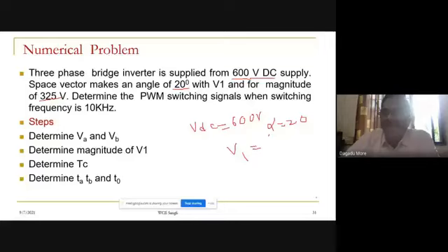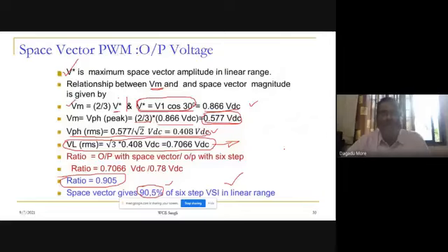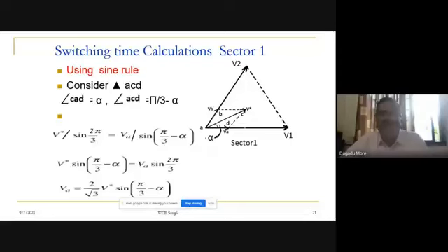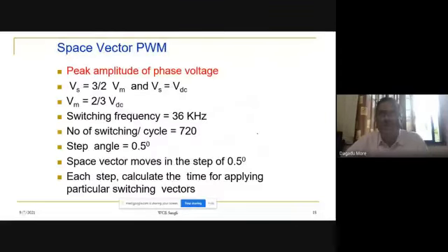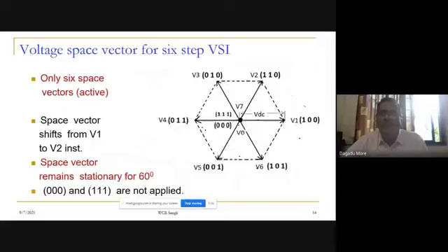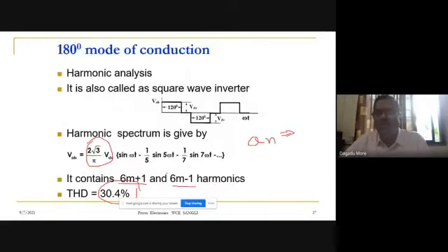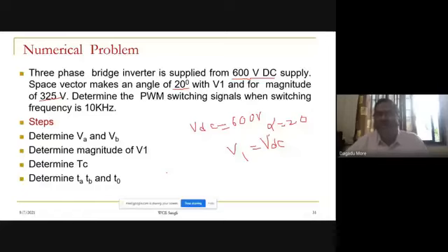V1 will be equal to VDC. Okay, you can go back. Whatever V1, V2, all these magnitudes will be equal to VDC, as we have shown here. So you see the space vector V1 will be equal to VDC. So V1 will be equal to how much? 600. V1 will be equal to VDC.